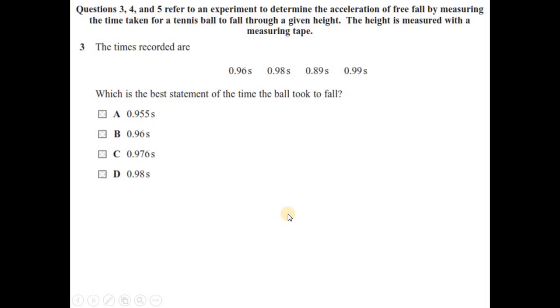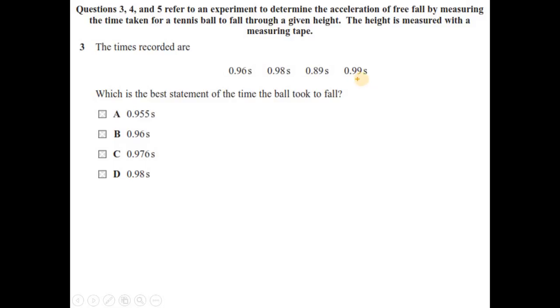Question number 3. Questions 3 and 4 refer to an experiment to determine the acceleration of free fall by measuring the time taken for a tennis ball to fall through a given height. The height is measured with a measuring tape. The times recorded are 0.96, 0.98, 0.89, and 0.99. Which is the best statement of the time the ball took to fall?